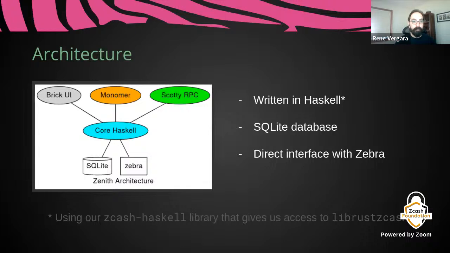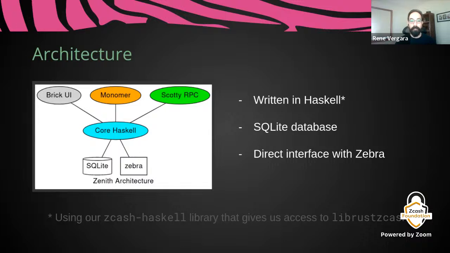At a high level, the way our app is built is it's written in Haskell, which is a functional programming language that has a pretty robust ecosystem that gives us a lot of functionality on the UI side and on the interaction with the non-Zcash parts of a wallet.